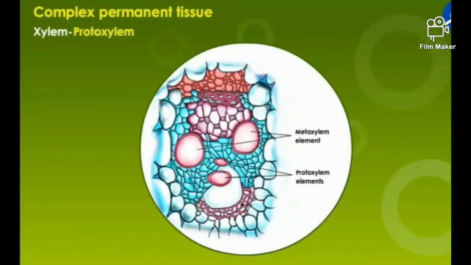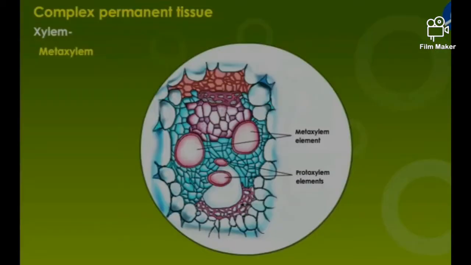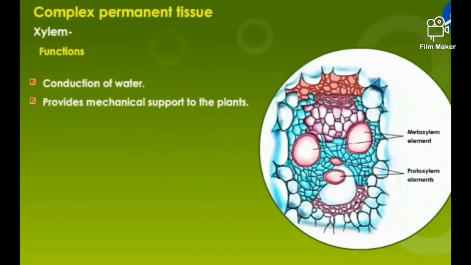Protoxylem. The first formed xylem vessels with smaller cavities and annular or spiral thickenings are protoxylem vessels. Now, metaxylem. The later formed xylem vessels with wider cavities and reticulate, scalariform or pitted thickenings are known as metaxylem vessels. Functions. Conduction of water, provides mechanical support to the plants.